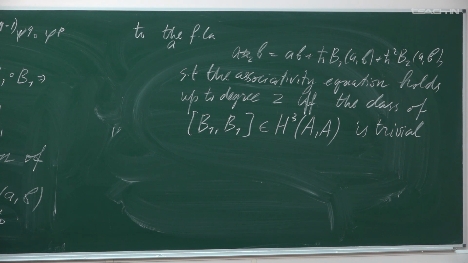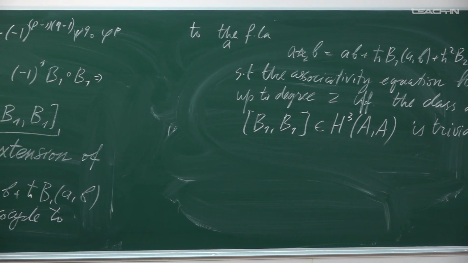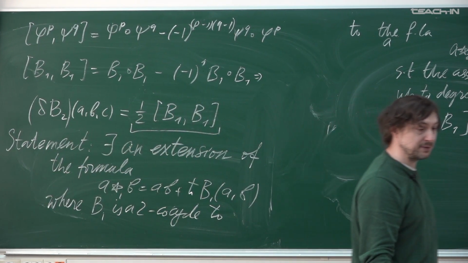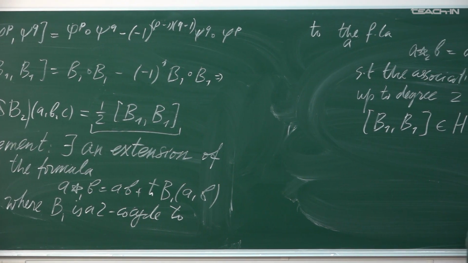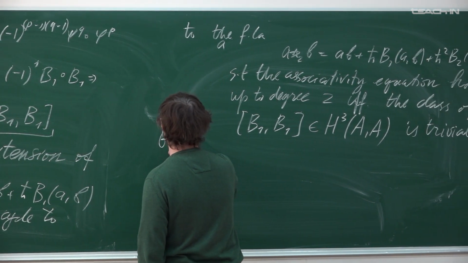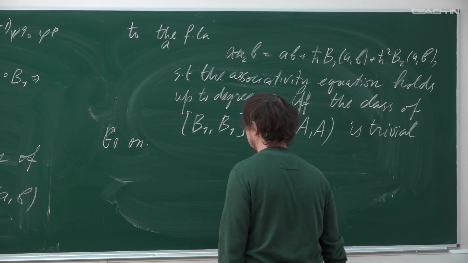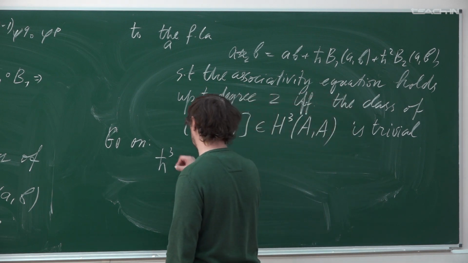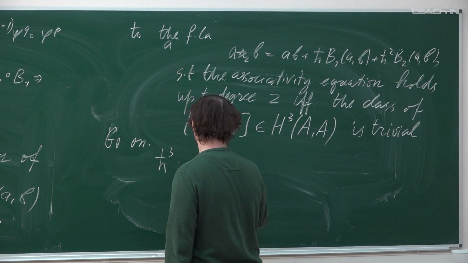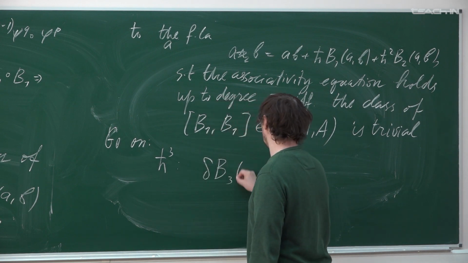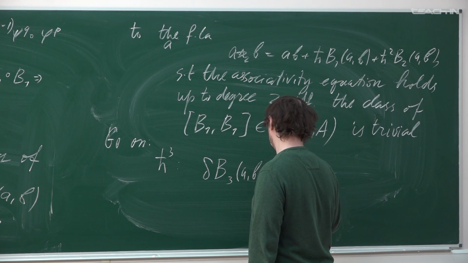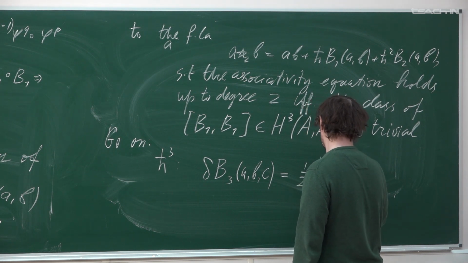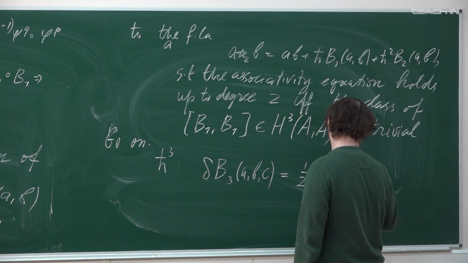And vice versa, if the class is trivial, then there exists an element in degree 2 such that its differential is equal to this cocycle. And we can use this element B2 as the second term in our formula. Now we can go on. For instance, in degree 3, when you take cubic terms in h bar, we have the following equation. Delta B3 of (A, B, C) should be equal to 1/2 of the Gerstenhaber bracket of B1 and B2.